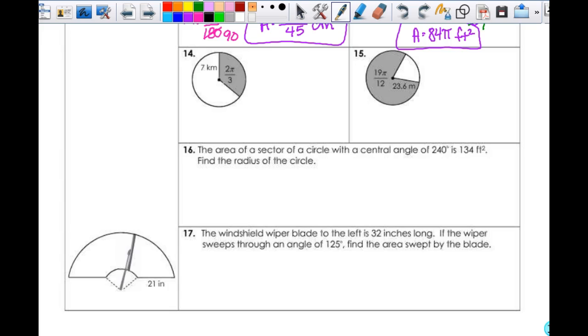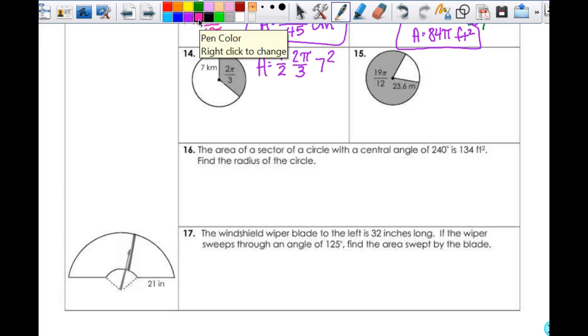So we have our angle, it's in radians, and we have our radius. So do I need to do any converting here? No. So my area is equal to 1/2. What's my theta? 2 pi over 3 times my radius, which is 7 squared.